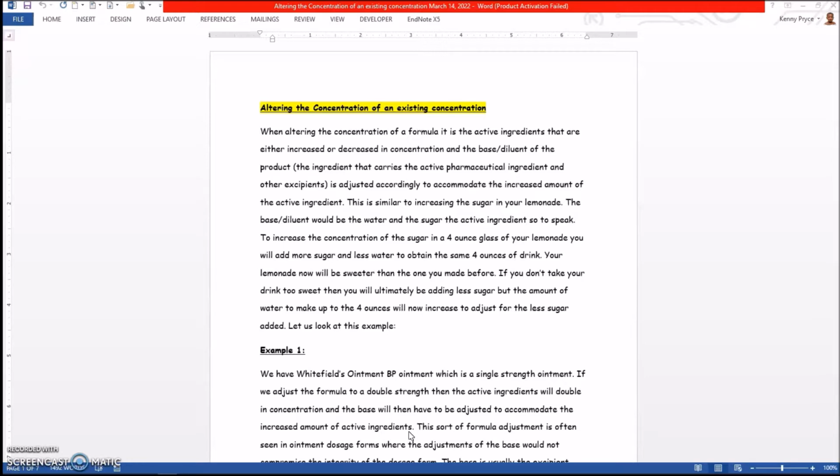Another way of altering a concentration is if you have an existing formulation now and you want to change it to a higher concentration by adding more active ingredients to that existing formulation. And that is what we call fortification. So we're going to be looking at those two.